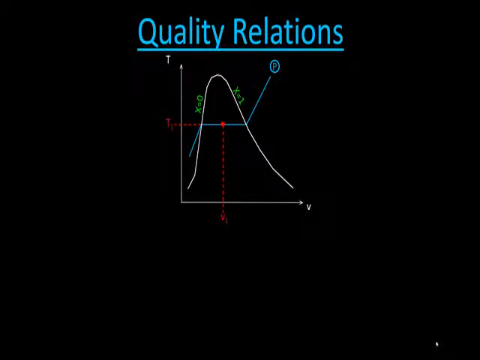Now, if we were on the saturated liquid line, it'd be all liquid, so the mass of vapor would be 0, and the fraction would be 0 over the total, so the fraction would be 0. Whereas if we were on the saturated vapor line on the right side, all of our fluid would be in vapor form, so it'd be 100%. So your quality is going to range from 0 on the saturated liquid line to 100% on the vapor line.